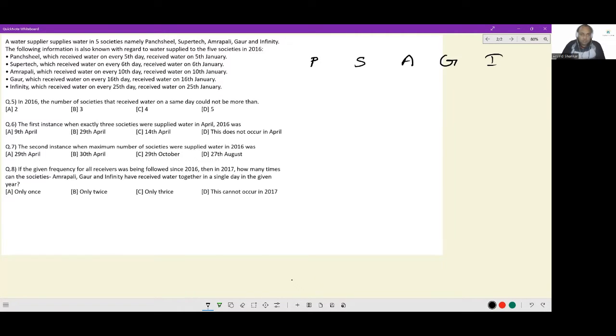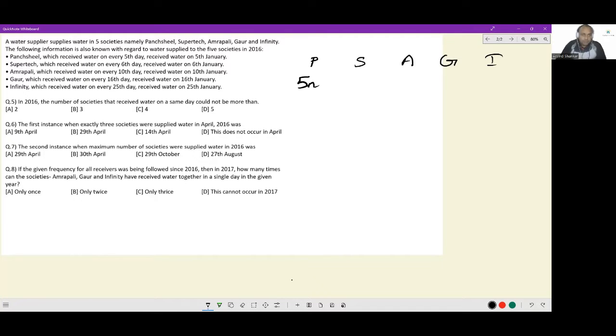Panchasheel, which received water on every 5th day, received water on 5th January. So he receives water on every 5th day: 5th January, 10th January, 15th January, or 5th day of the year, 10th day of the year, 15th day of the year, any multiple of 5 throughout the year, this person will get water.